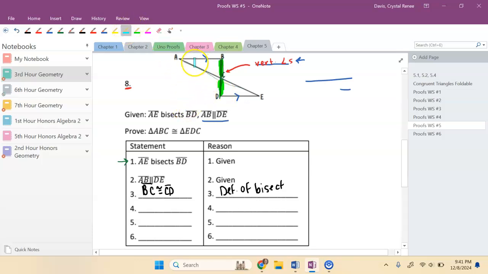Okay, so using alternate interior angles, we know that angle A is congruent to angle E. So I'm going to write that. Angle A is congruent to angle E by the alternate interior angle theorem. And likewise, I also know that this angle here, angle B, is congruent to angle D because those are also alternate interior angles.